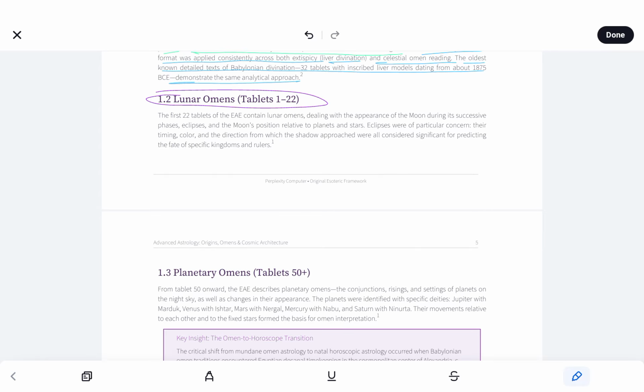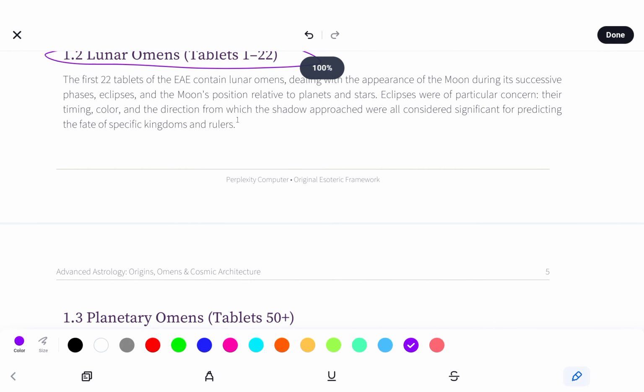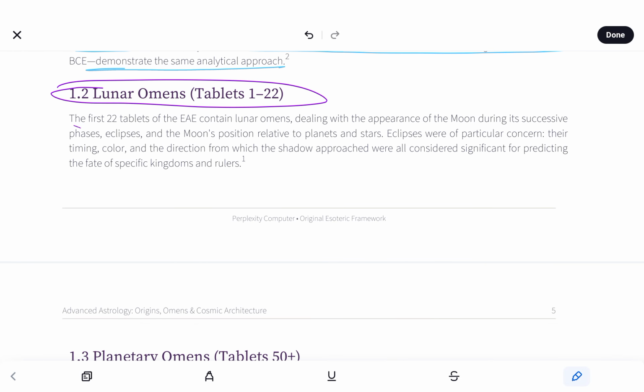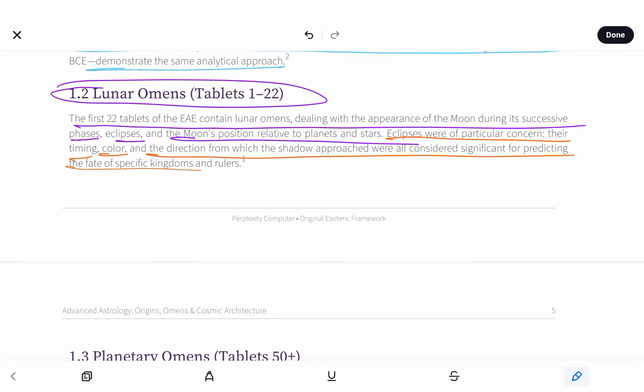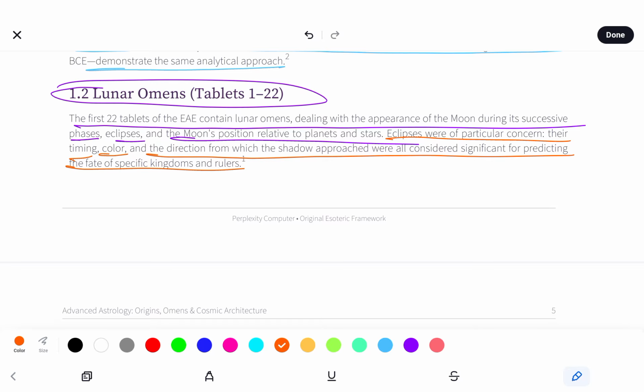Lunar omens. There are about 22 tablets. The first 22 tablets of the EAE contain lunar omens dealing with the appearance of the moon during its successive phases, eclipses, and the moon's position relative to planets and stars. While eclipses were of particular concern, their timing, color, and the direction from which the shadow approached were all considered significant for predicting the fate of specific kingdoms and rulers.